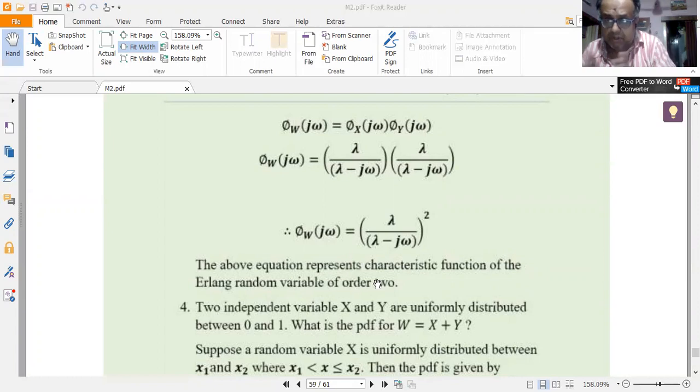So I am taking exponential distributions, and the convolution of them results in the characteristic function of the Erlang distribution of order 2. It means the convolution of two exponential random variables gives me an Erlang distribution of order 2.